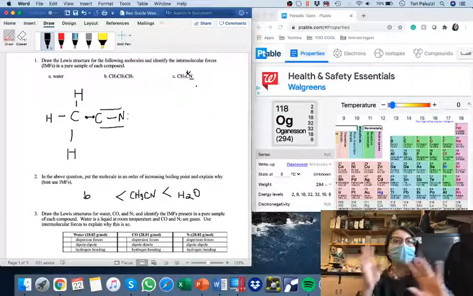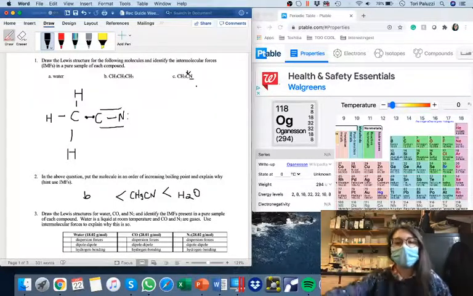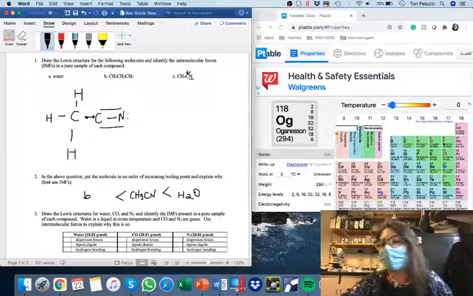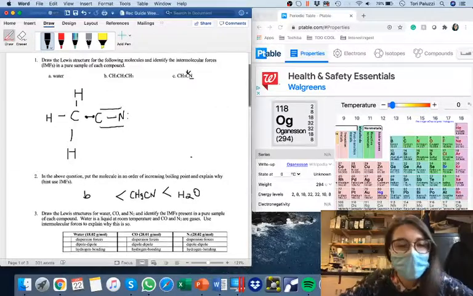I know you have to remember back, but for electronegativity, we just remember fluorine's the biggest, and it decreases down the way and decreases across the way. Okay? Now we're going to move on.